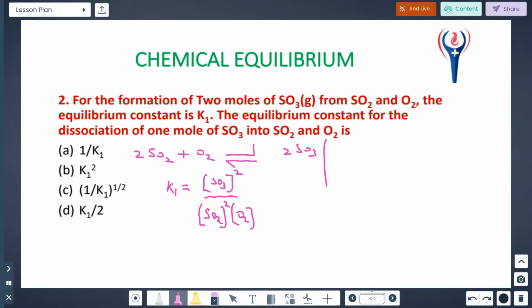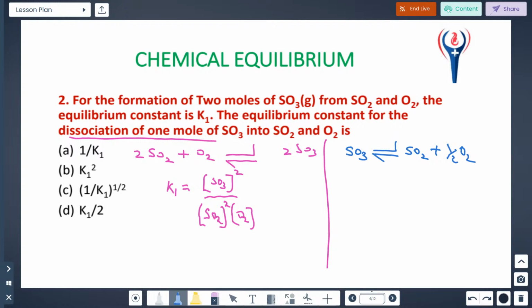Understood? Next one. The equilibrium constant for the dissociation. Dissociation means dissociation of 1 mole of SO3. It is split into SO2 plus O2. So you must know how to frame the equation, then only you can be able to solve the sum. Understood? Very simple. Dissociation of 1 mole of SO3 into SO2 and O2.